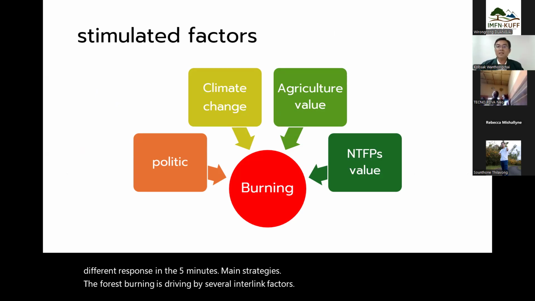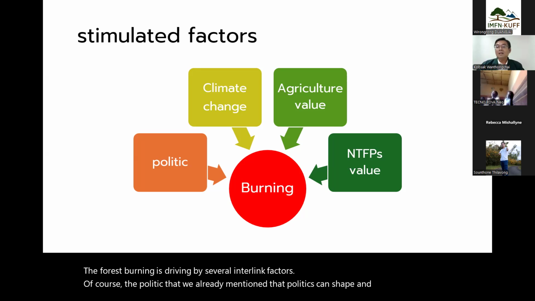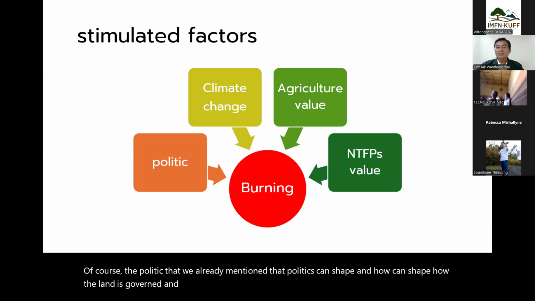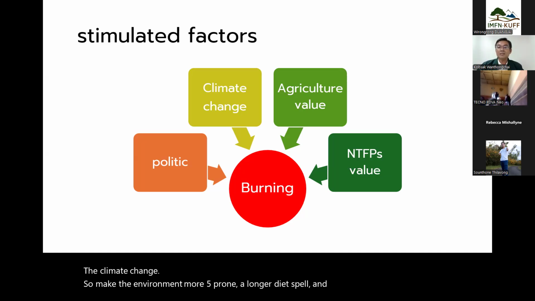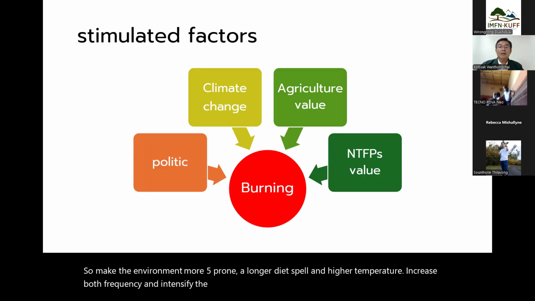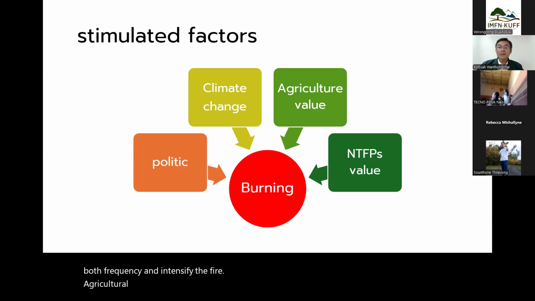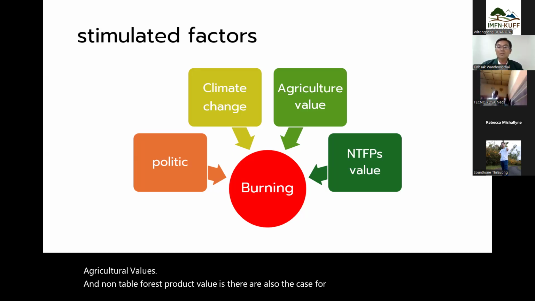Of course, politics that we already mentioned can shape how the land is governed and how burning is controlled. Climate change makes the environment more fire-prone. A longer dry spell and higher temperature increase both the frequency and intensity of fire. Agricultural value and non-timber forest product value are also cases that stimulate burning motivation.